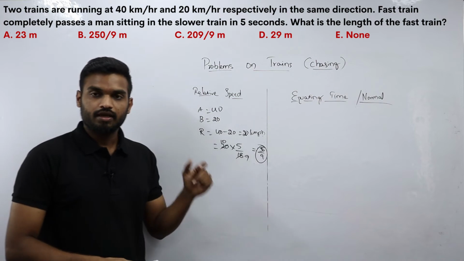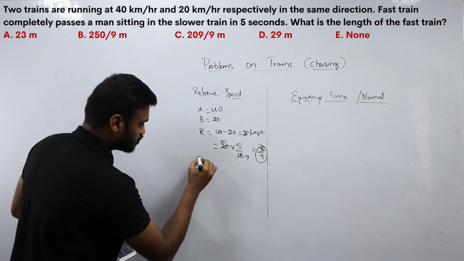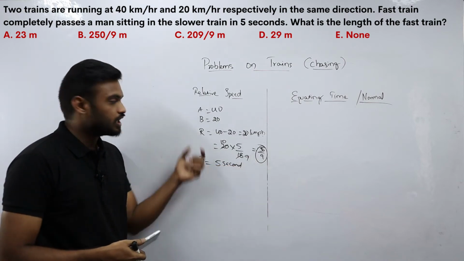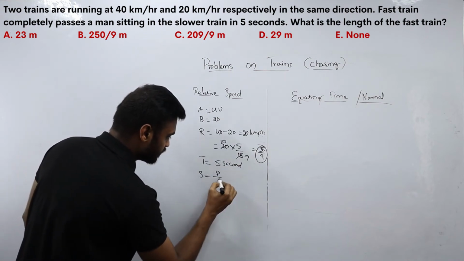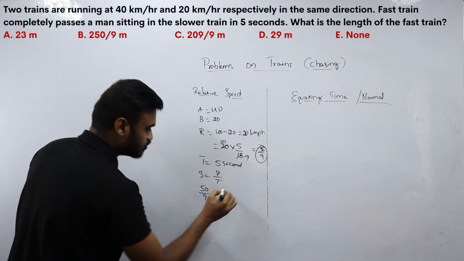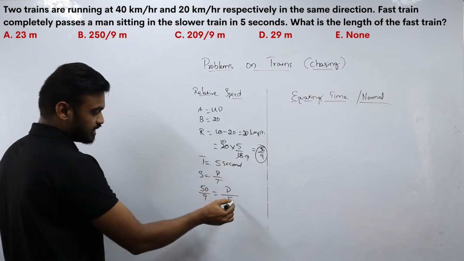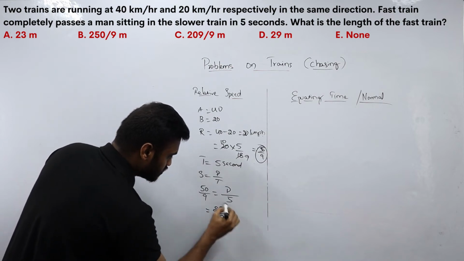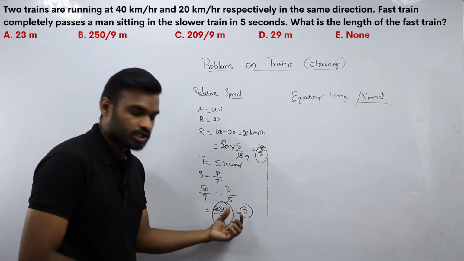Okay, and also they have told you the time taken by the fast train is 5 seconds. So the total time is 5 seconds. Now we need to find out the total length of the train, that is the total distance. We already know speed equals distance by time. Now what is the speed here? 50 by 9 meter per second equals distance, which we don't know, by the total time, that is 5 seconds. So we will get 5 into 50, that is 250 by 9. This is the total distance, so this is the total length of the train.